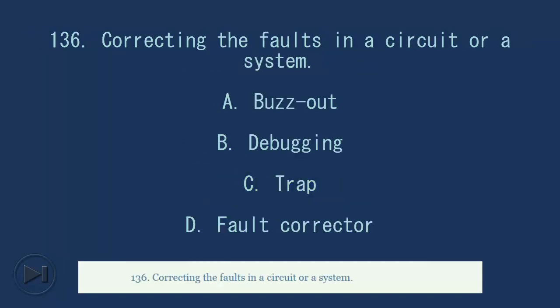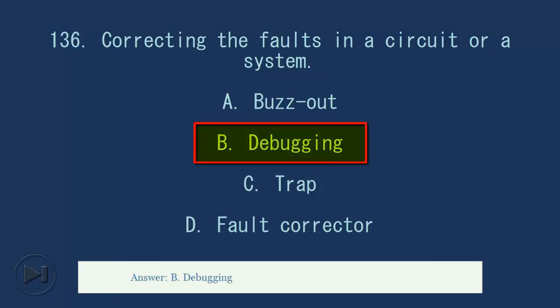136. Correcting the faults in a circuit or a system. A. Buzz out. B. Debugging. C. Trap. D. Fault corrector. Answer: B. Debugging.